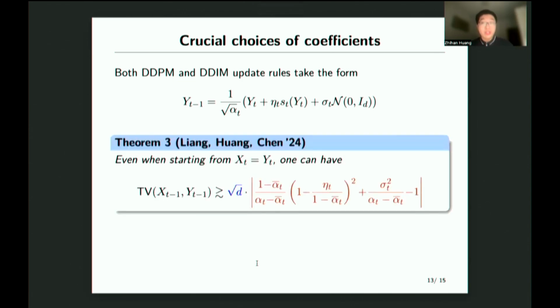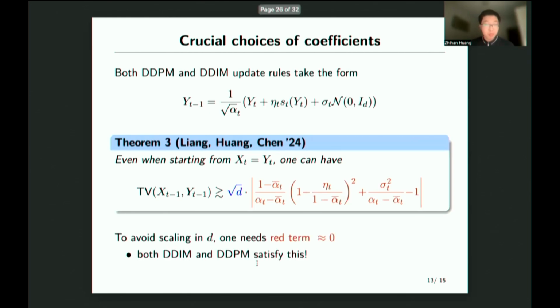So we give some lower bound for this type of sampler. We prove that there exists one distribution, even when we start from xt equals yt at time t, and at time t minus 1, the TV error is larger than square root d times the function of the coefficients. So to avoid scaling in D, which means no adaptivity, one needs the red term to be approximately 0. Luckily, both DDIM and DDPM sampler satisfy this.